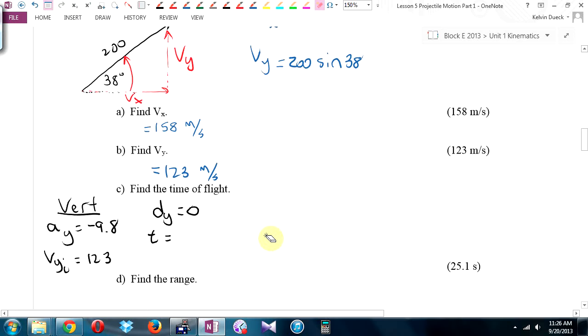There is something else that I know vertically. I know Vy final only because I'm starting and ending on the same height, only because what goes up must come down. I can actually say Vy final is negative 123. Why is that nice? Because now I can avoid that quadratic. I'm looking for an equation that has these 4: acceleration, V initial, V final, and T.